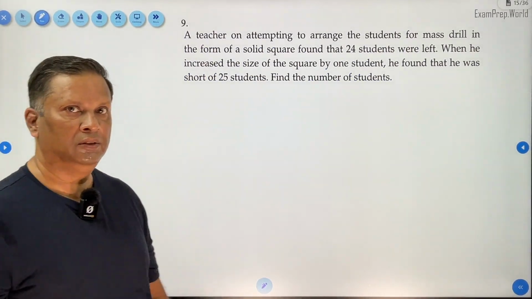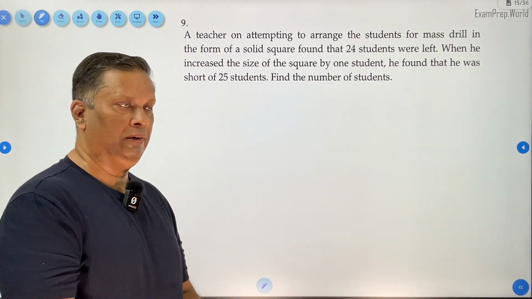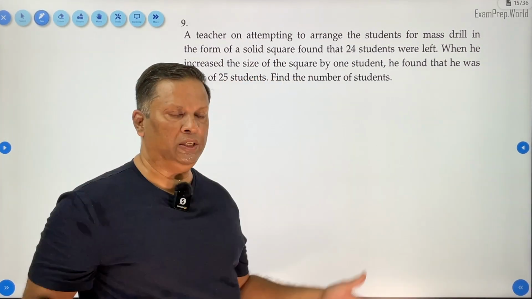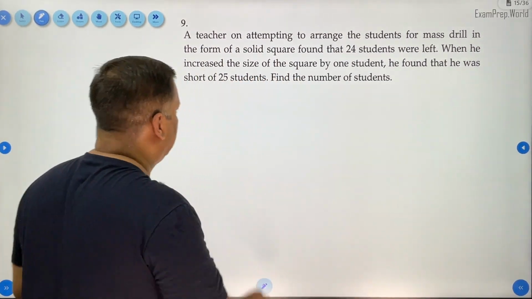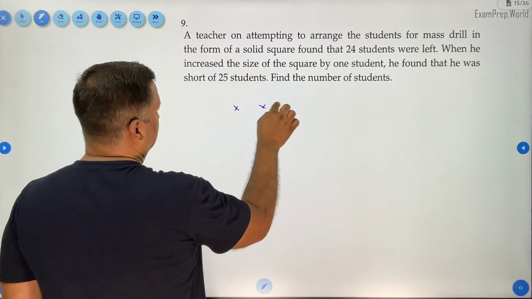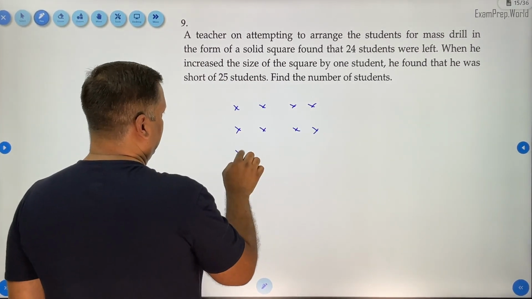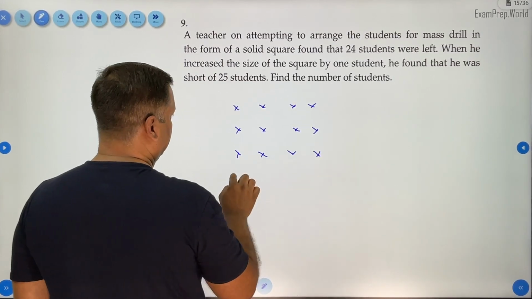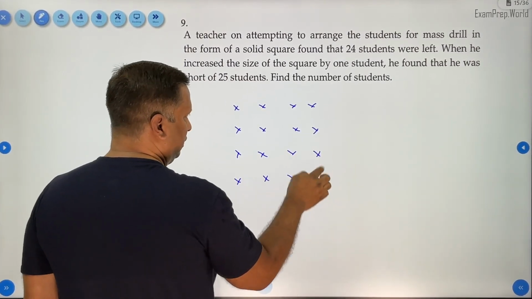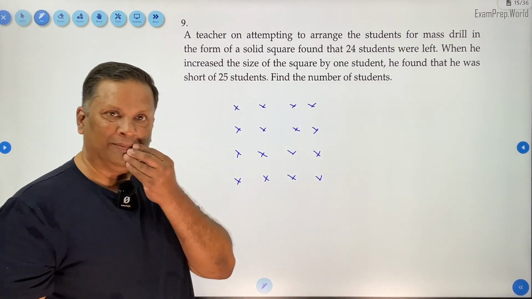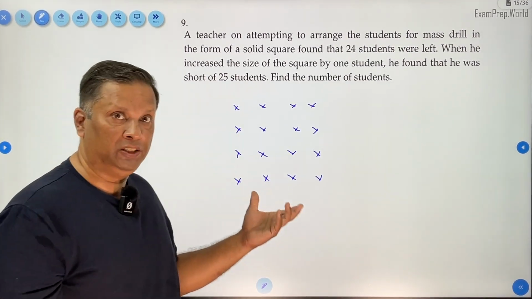Now this is a question where you will definitely require my help. A teacher has some students, and in a drill, the teacher arranged students like this. So this is a 4 by 4 arrangement. In this, how many students are there? 16. 4 times 4, there are 16 students, right? But we don't know what kind of arrangement the teacher has done.